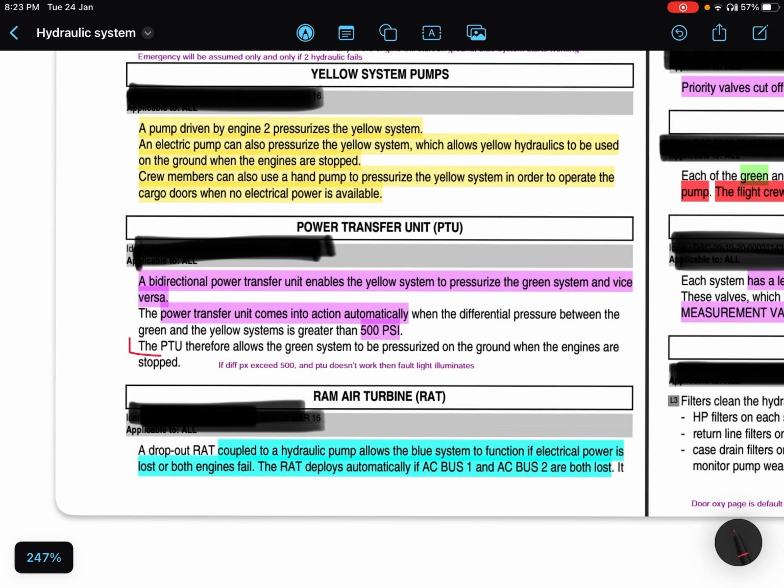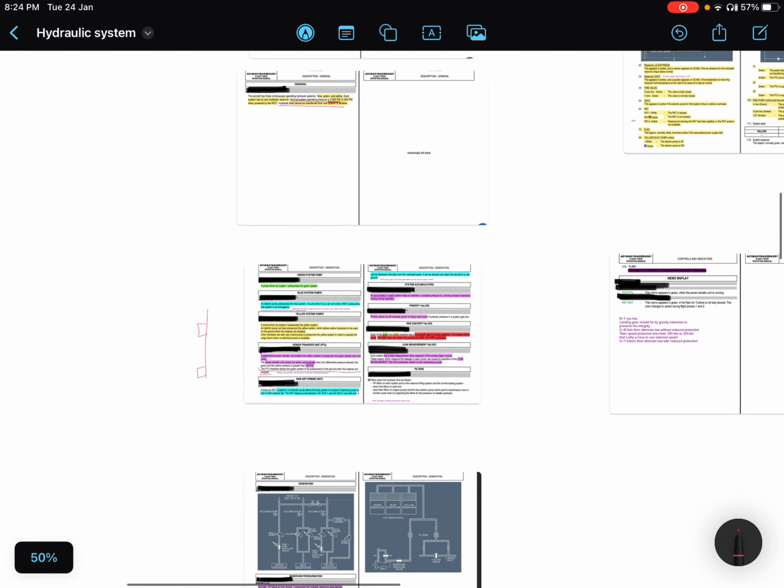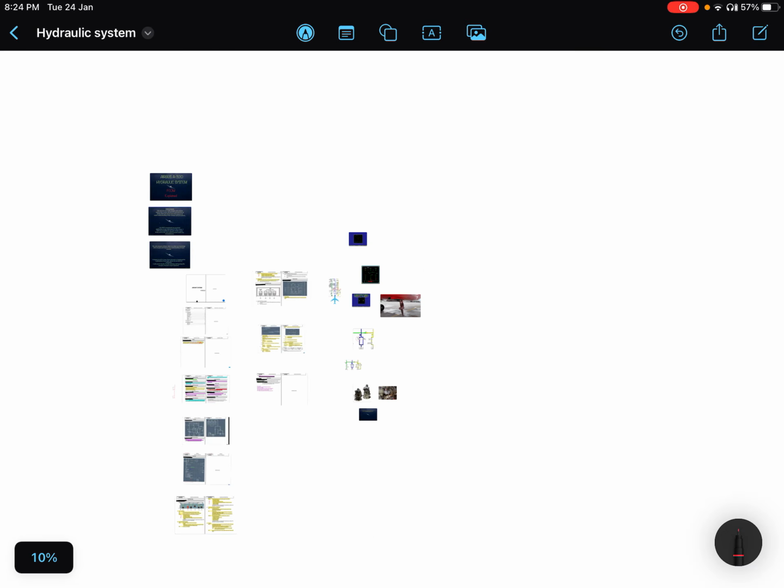The PTU therefore allows the green system to be pressurized on the ground when the engines are stopped. Let's say both engines are not running, right? How does it help to pressurize the green system?